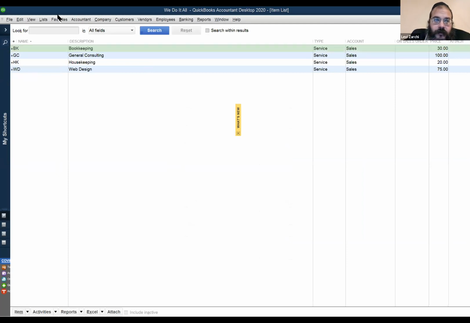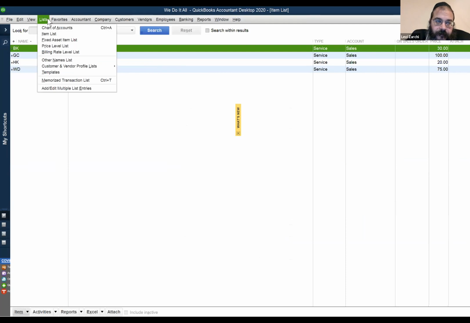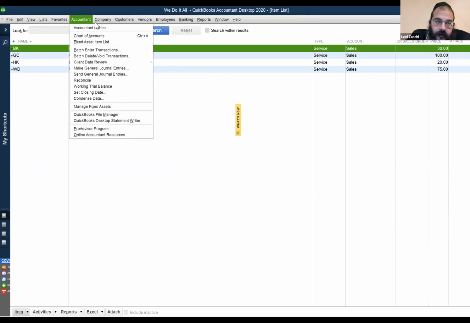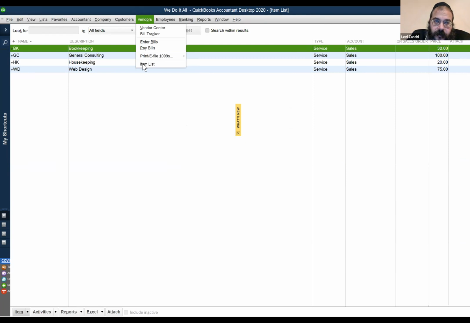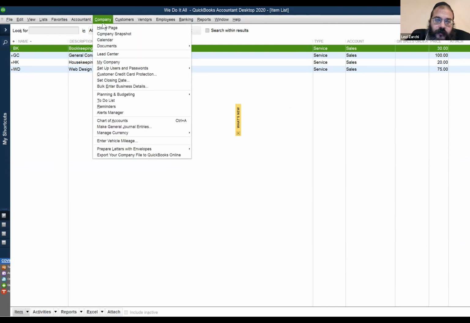Again, the item list we get from multiple places. We get it from the drop down on the list. We get it maybe from vendors and items. The question was where on the home page do you see items?